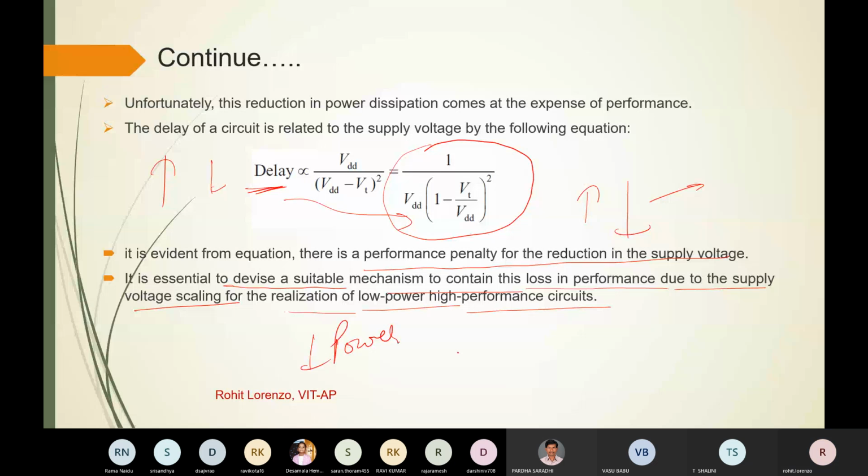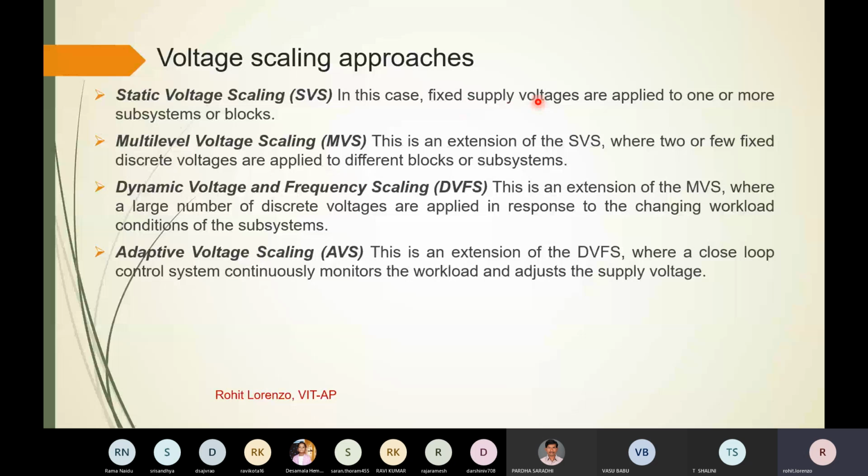Voltage scaling approaches: several approaches are there to scale down the supply voltage, like static voltage scaling, multi-level voltage scaling, dynamic voltage and frequency scaling, and adaptive voltage scaling. The first one is static voltage scaling. In this case, a fixed supply voltage is applied to one or more subsystems or blocks. So I scale down to one supply voltage and stay fixed to that.